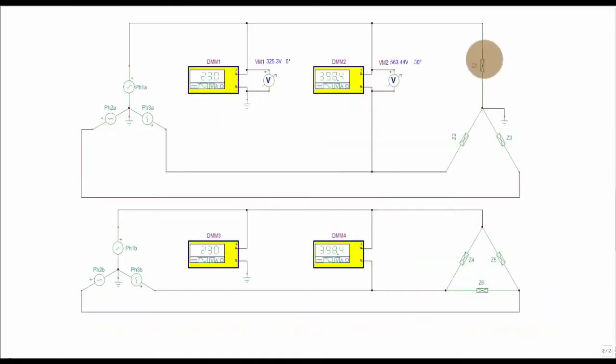We'll then be moving on to using the TINA simulator. You can download an evaluation or a student version of that simulator, and in this analysis we'll be looking at star generators. Here we have a star load, here we have a star generator, and here we have a delta load, and we'll be examining the phase voltages and line voltages in each of those systems.